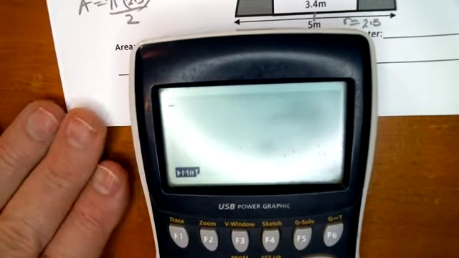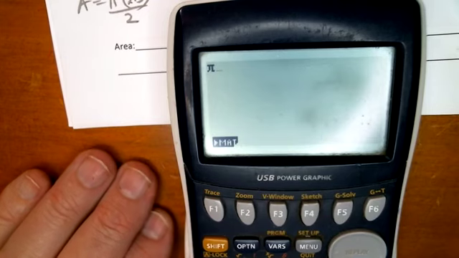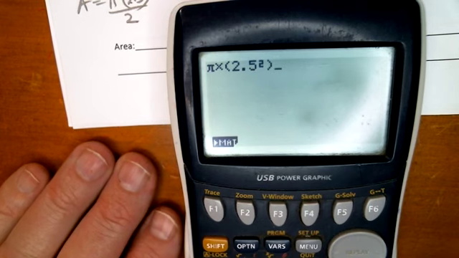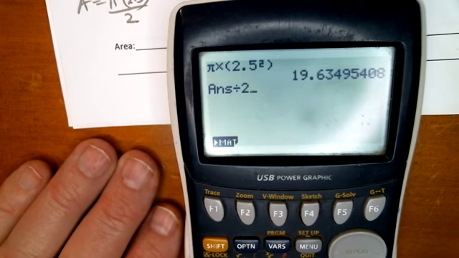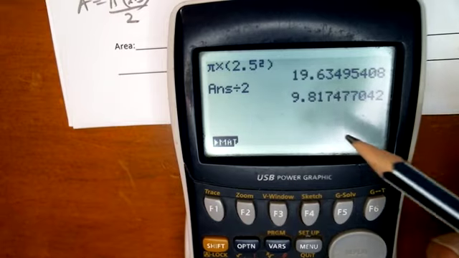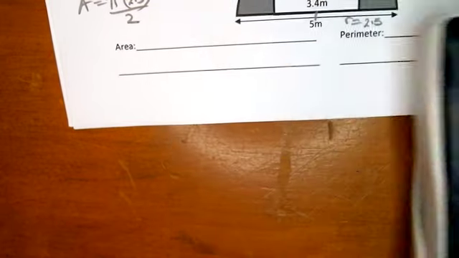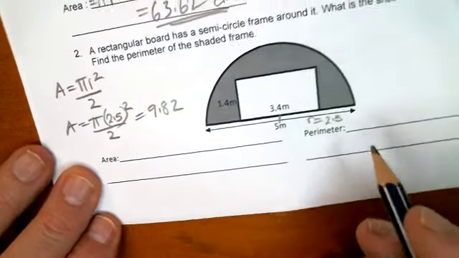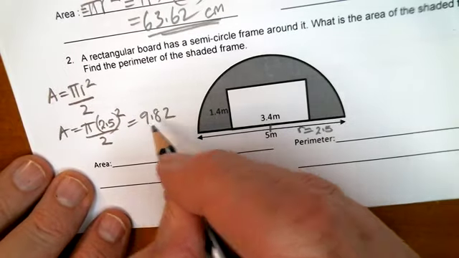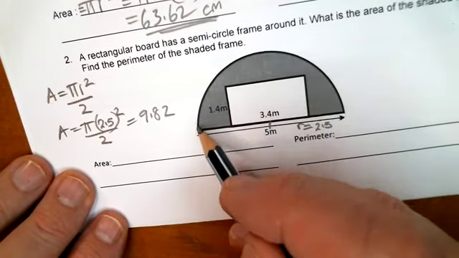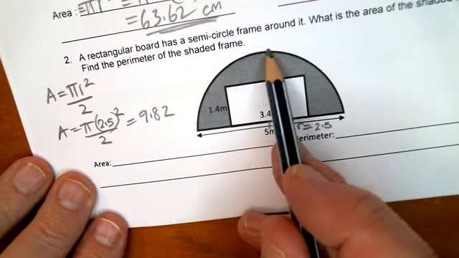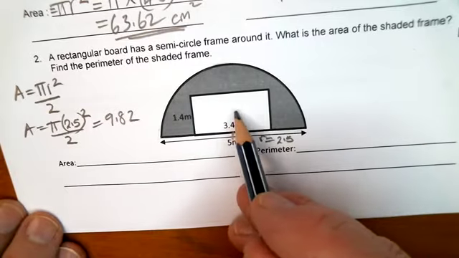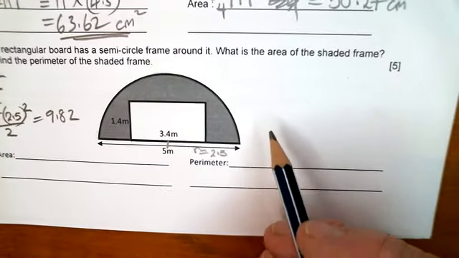Area is pi times 2.5 squared, divided by 2, which is 9.82. There it is, 9.82, and that is the whole of this area here. So the whole of the shaded area is 9.82. Let's find the area of this bit, though. The area of this bit's nice and straightforward.